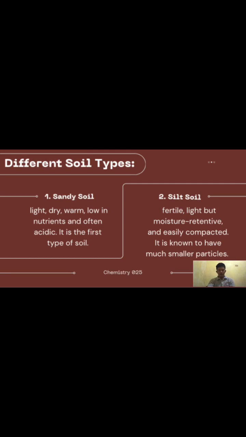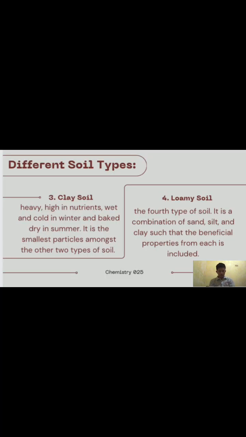And silt soil slowly fill in places like wetlands, lakes, and harbors. Okay, so that's our second type of soil. The third one is the clay soil. So what is clay soil? Clay soils are heavy, high in nutrients, wet and cold in winter, and bake dry in summer. It is the smallest particles amongst the other two types of soil.